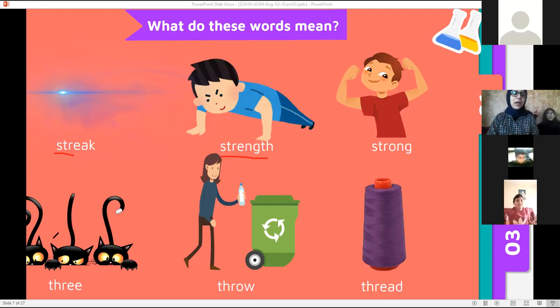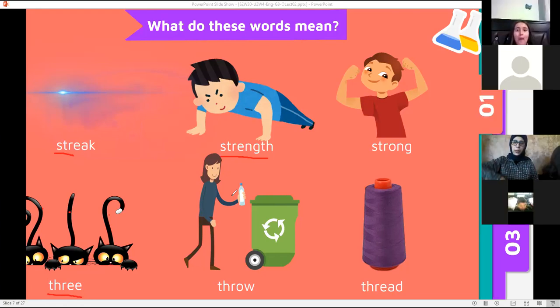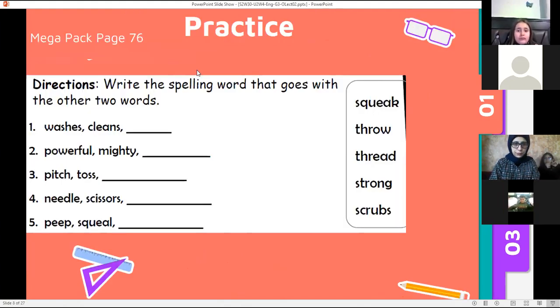Moving on. Here I have 1, 2, 3 cats. So here, this is the word three. Now here I have this lady throwing the button, like throwing your trash. Exactly. So I'm using the three letter blend, throw. Here I have thread. It's what we use to sew clothes. Open page 76.